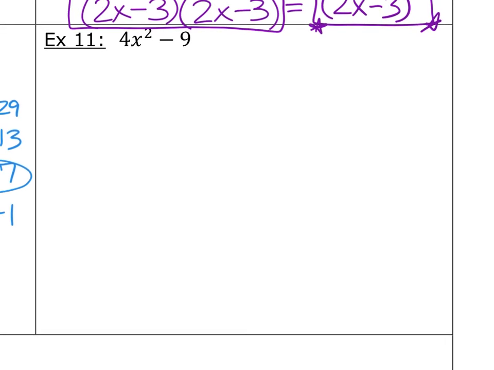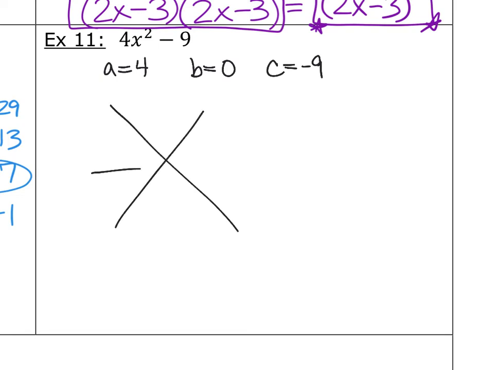What's the A value here? 4. What's the B value? We don't have one, so what number should I use for B? When you see an X, it's a coefficient, but if you just straight up don't have anything, what number should I use? 0. 0 is the nothing number, 1 is the invisible number. What's the C value? -9. So A is 4, B is missing, and C is -9. There's no middle term, so it's missing.